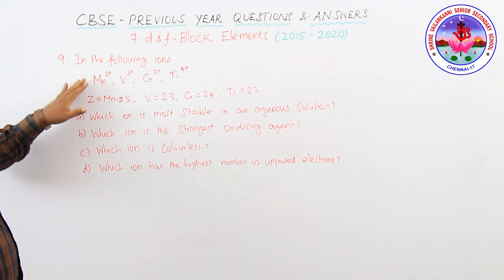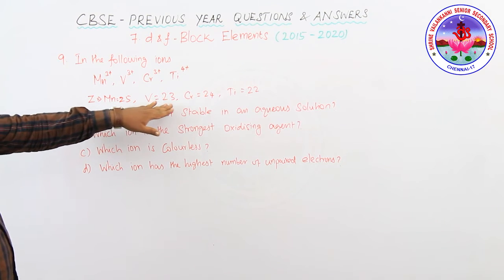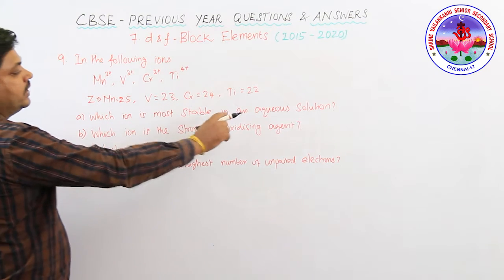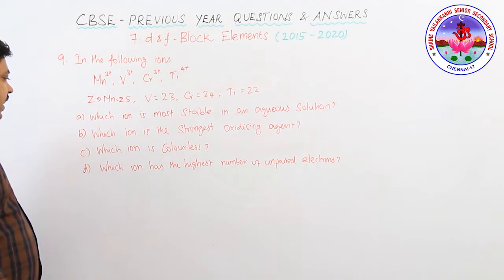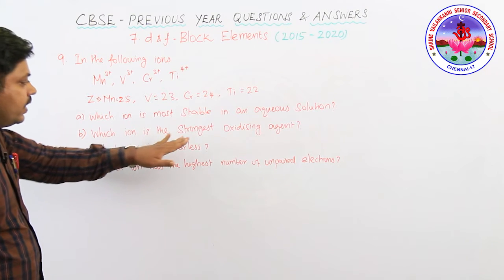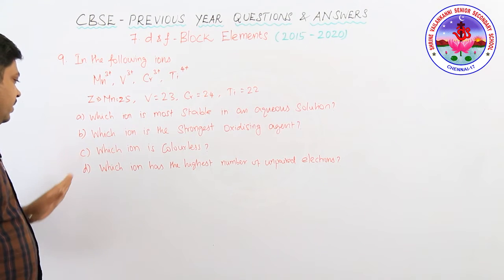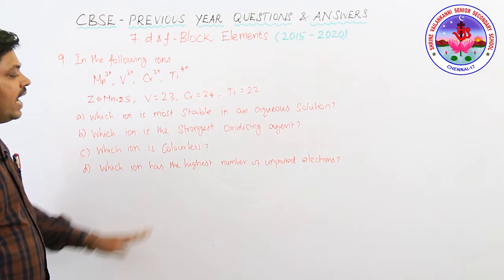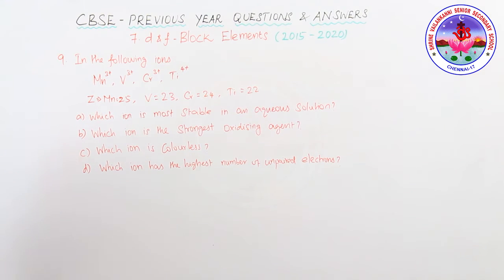The atomic numbers are manganese 25, vanadium 23, chromium 24 and titanium 22. The question is, which ion is most stable in aqueous solution? Then which ion is the strongest oxidizing agent? Then which ion is colorless? And which ion has the highest number of unpaired electrons?